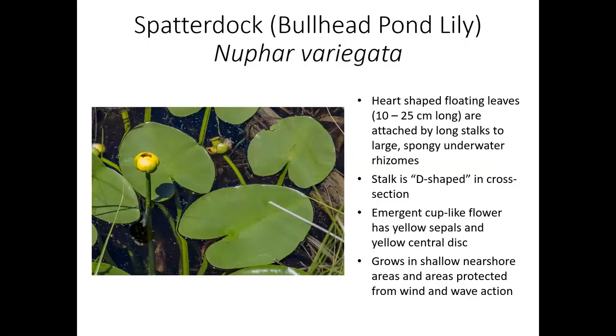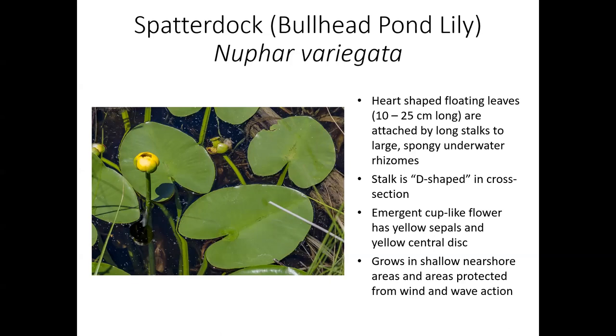All right, go ahead. So the first floating leaf plant that we're gonna talk about is a plant called spatterdock, also known as bullhead pond lily. And this is Nuphar variegata. The spatterdock has these heart-shaped water lily leaves that are attached by long stalks to these large spongy underwater rhizomes that creep along the bottom of the lake. If you took one of these long stalks and took a knife and cut a cross section of it, you'll notice that it has a flattened edge with two ridges and then a circular section. So it looks a lot like the capital letter D, where it's somewhat flattened on one side and then rounded on the other. There's a couple less common Nuphar species where this cross section of the stalk is actually rounded. So that can be an important characteristic.